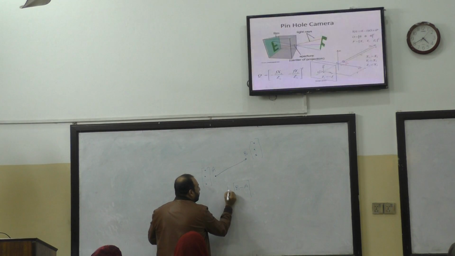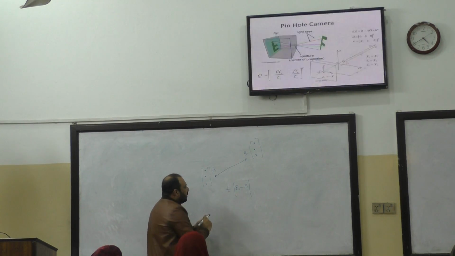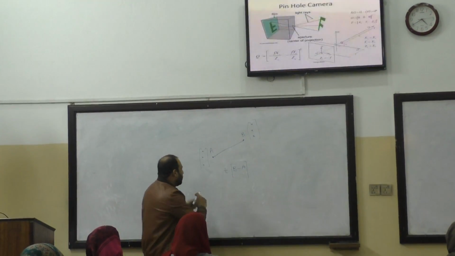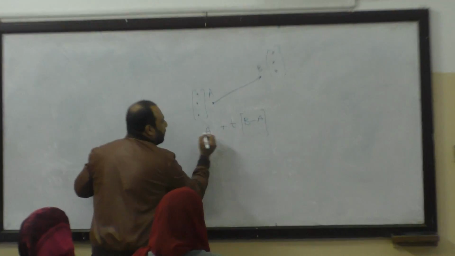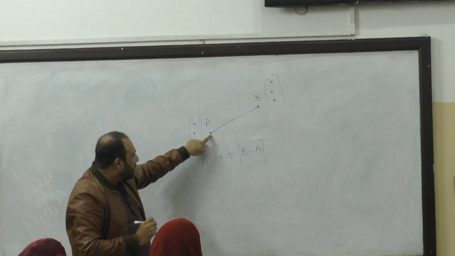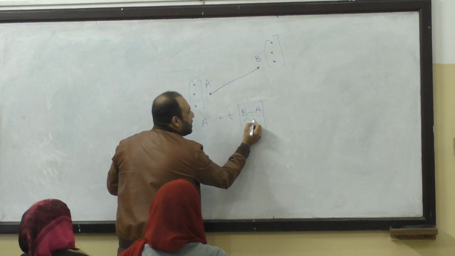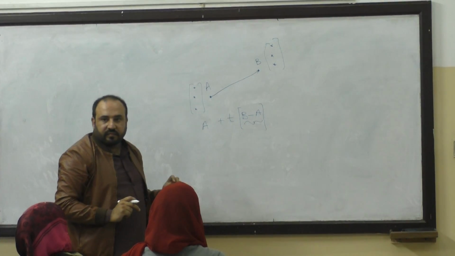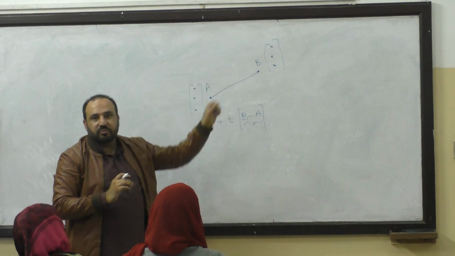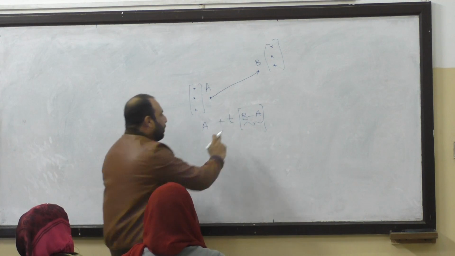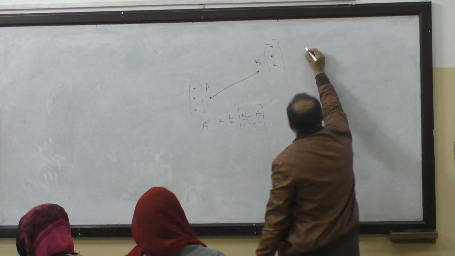If I always take steps in this particular direction, starting from a point A, and I always take T steps in this direction, then I will stay on the line joined by these two points. T might be negative, T might be positive. For example, if T is 100, I may end up here.